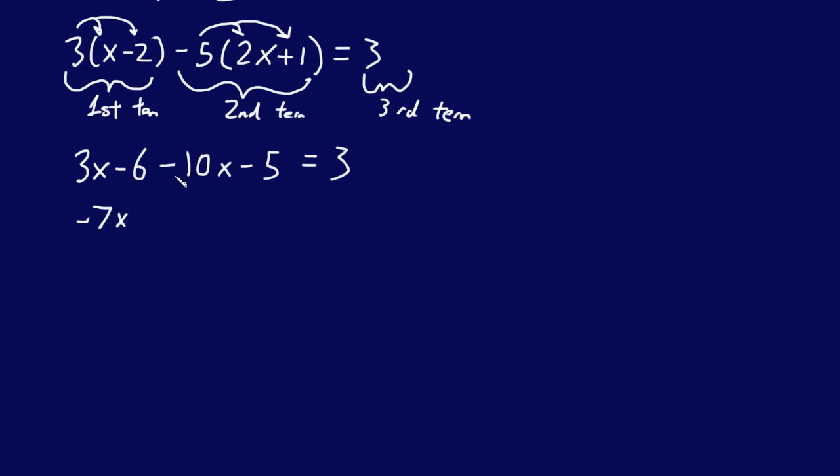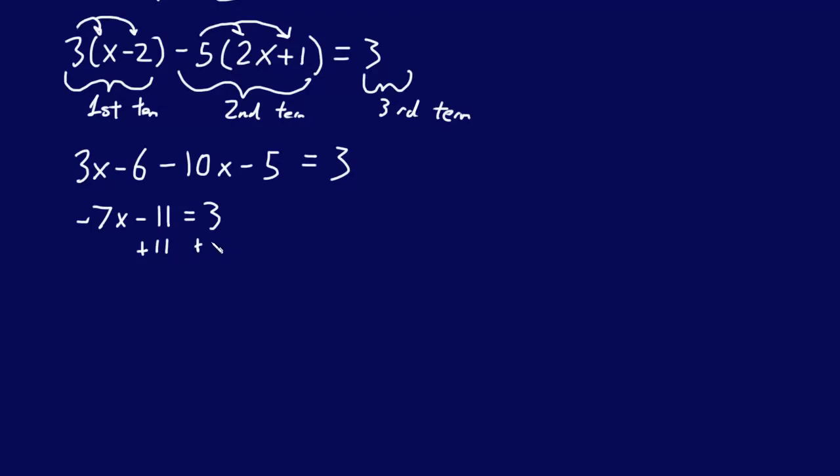And then we have negative 6 and negative 5, and negative 6 minus 5 is negative 11. And then this is equal to 3. Well, what's the goal of this math sentence? It's to get the variable by itself, which in this case is x. And what's causing us that problem? There's two things: the negative 7 and the negative 11. It's actually easier to get rid of the 11 first, because if we divided off the negative 7, you would end up with a bunch of fractions, which we want to avoid.